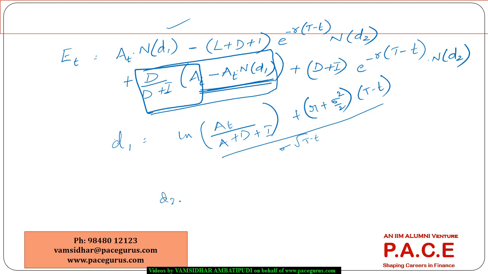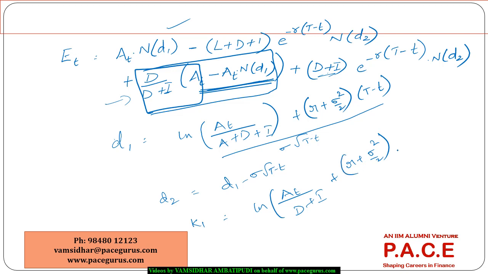Similarly, D2 will become D1 minus sigma root T. Similarly, here for another D1, I'll call it K1. In this case, it is log of A_T by the strike price D plus I, plus R plus sigma squared by 2 times T, divided by sigma root T, and K2 I can call as K1 minus sigma root T.